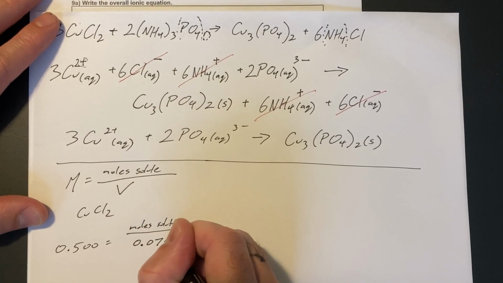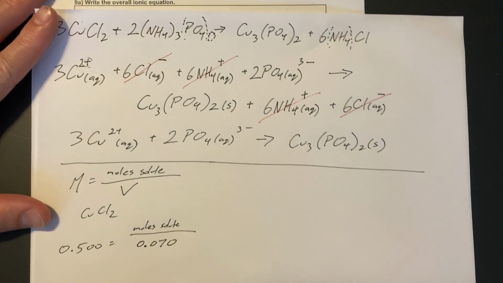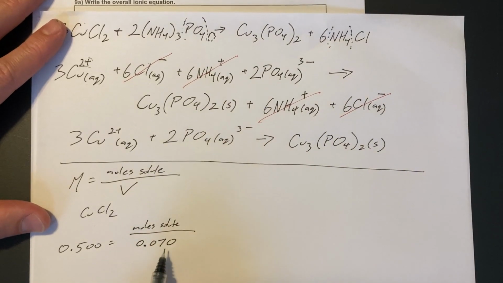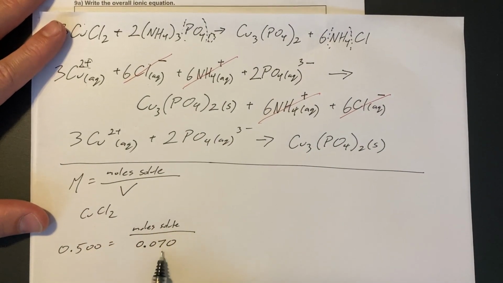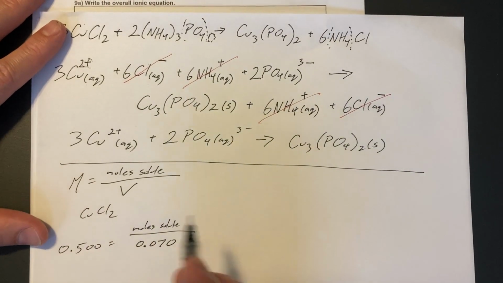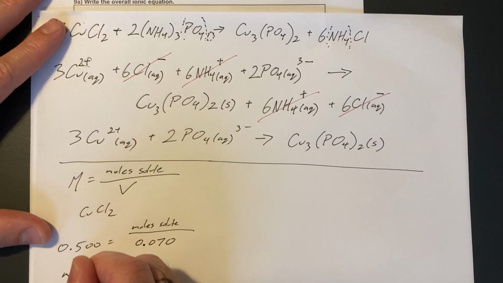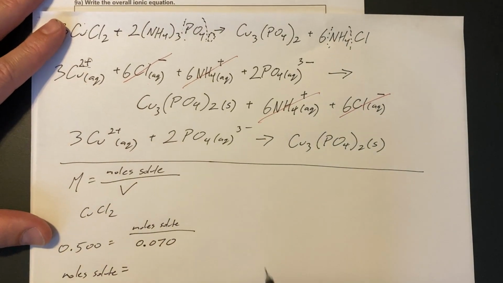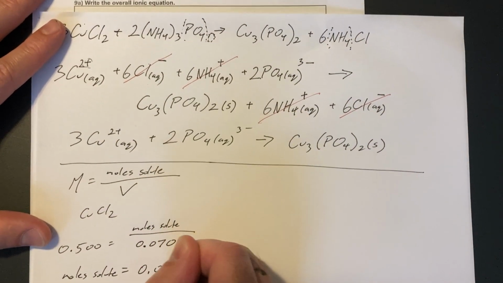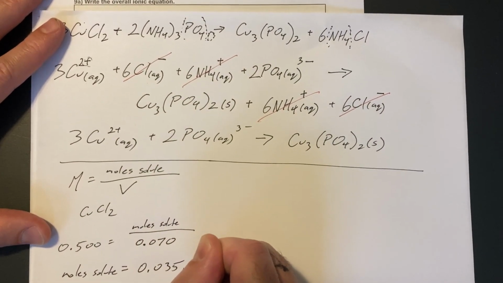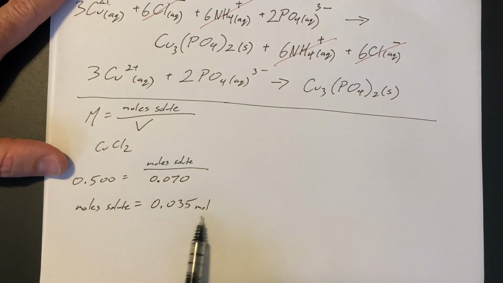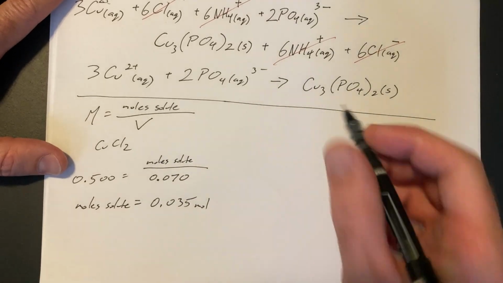So it's the same thing as 0.07 liters. Now do your algebra, multiply each side by 0.07 to solve for moles of solute. And I believe that will get us 0.035 moles. All right, that's how many moles of CuCl2 we've got.